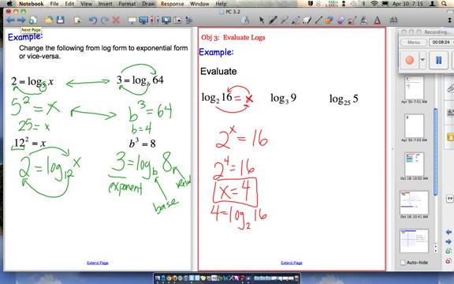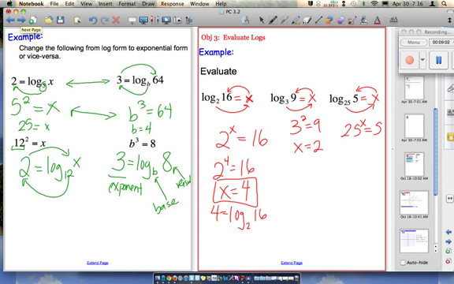Okay, so again, let's try this next one. 3 to some power equals 9. 3 to the second equals 9. Therefore, x equals 2. Log base 3 of 9 equals 2. And then let's see, 25. 25 to some power equals 5.